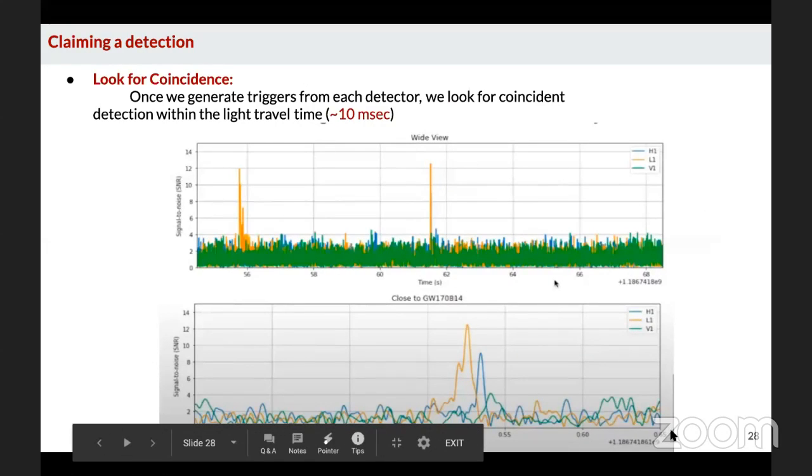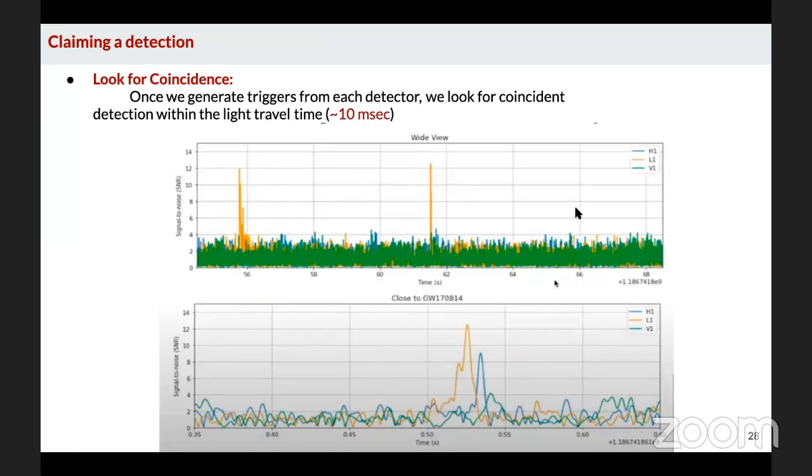But how do we claim that one of the triggers is actually our signal? So what we do for claiming our detection, we look for coincidences. What do you mean by coincidences? Suppose we have detected a signal in one of the detectors, which is placed in Europe, Virgo. If it is astrophysical in nature, in the sense it is produced by any binary black hole or binary neutron star event, that particular signal should be seen in all the detectors. This is what we call looking for coincidences.